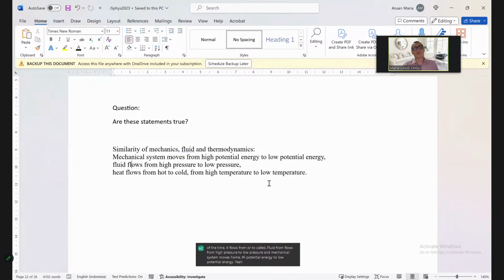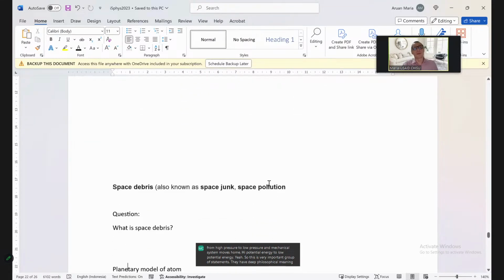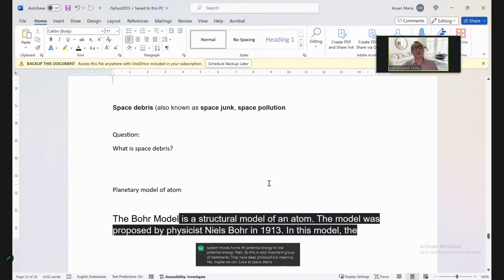So this is a very important group of statements. They have deep philosophical meaning. Maybe we can look at space debris, but a bit later, because this is an important problem.